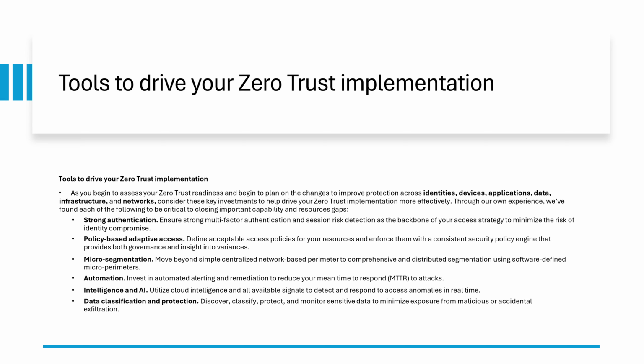Data classification and protection, which is a standard practice that we follow in our data governance, where we are able to identify across our organizations where we are having the data residing, and then we can classify and protect. On top of that, we can also monitor how the sensitive data is getting leveraged to minimize the exposure from malicious or accidental exfiltrations. That's it, team.